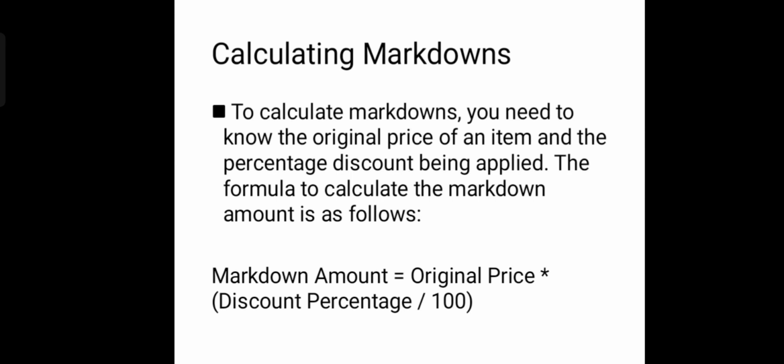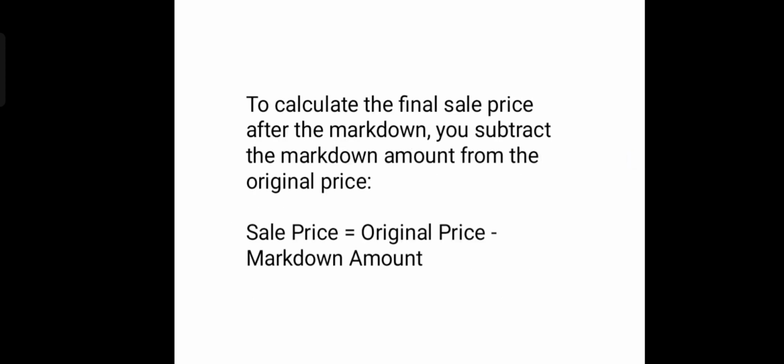To calculate markdowns, you need to know the original price of an item and the percentage discount being applied. The formula to calculate the markdown amount is as follows. Markdown amount is equal to original price times discount percentage over 100. And to calculate the final sale price after the markdown, you subtract the markdown amount from the original price. Sale price is equal to original price minus markdown amount.